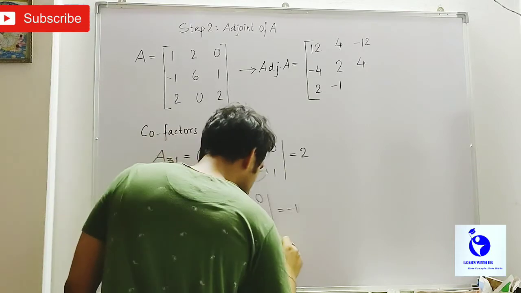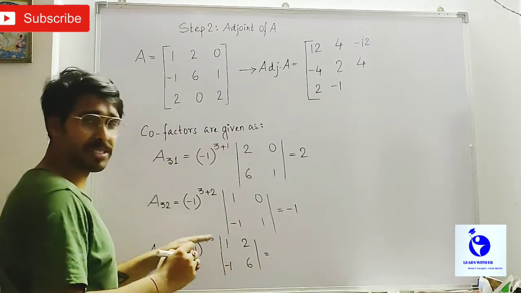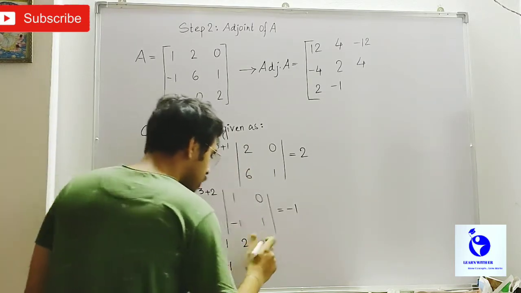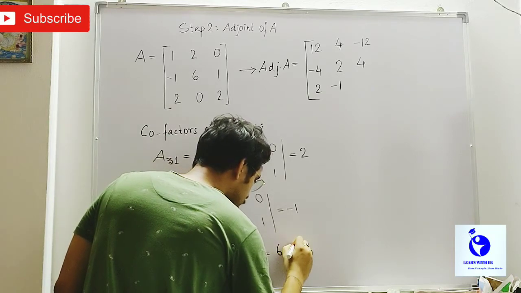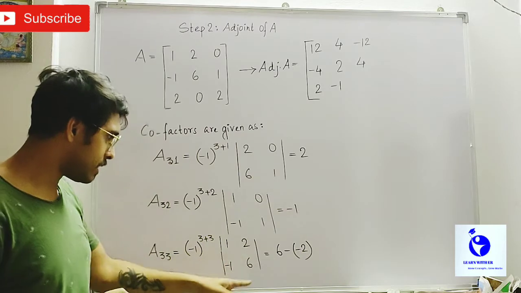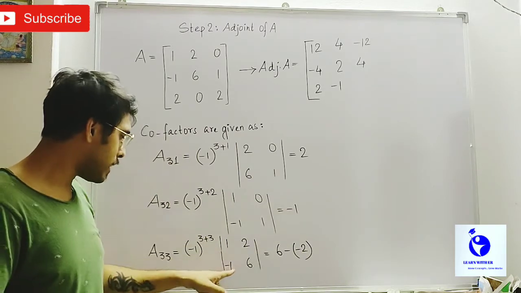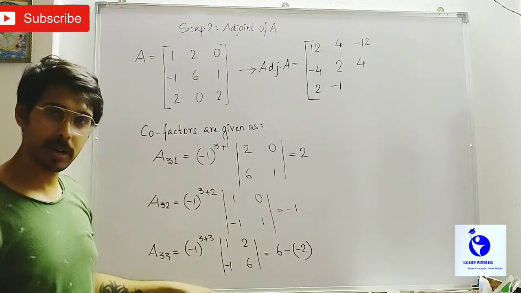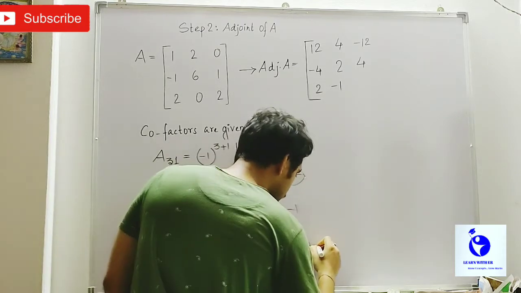Let me write it again. So it will be 1 to the power of 6, that is simply 1, no need to write that. So this one will be 6 minus minus 2. 6 minus for the determinant and minus 2 for this particular product. So it will be 8 in total.